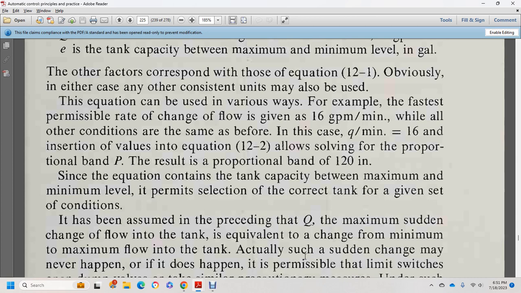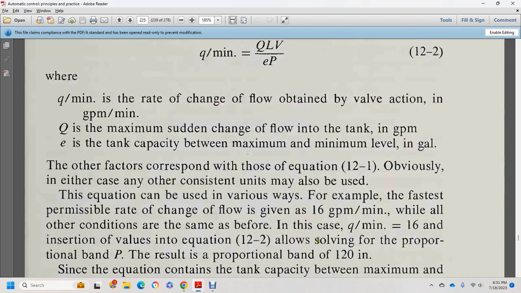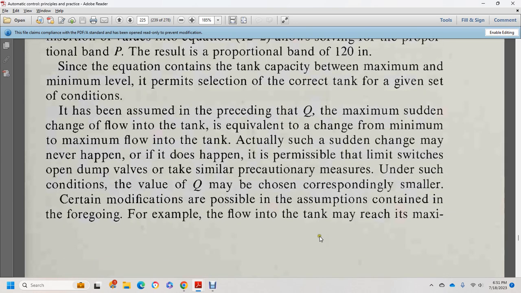It has been assumed in proceeding that Q, the proportional band, is based on the maximum sudden change of flow in the tank, equivalent to the change from the minimum to the maximum flow in the tank. An actual sudden change may never happen. A permissible or limited change with the switch of the opening of the valve in the tank is a similar precaution, and the measure for the condition of the proportional band would be correspondingly smaller.